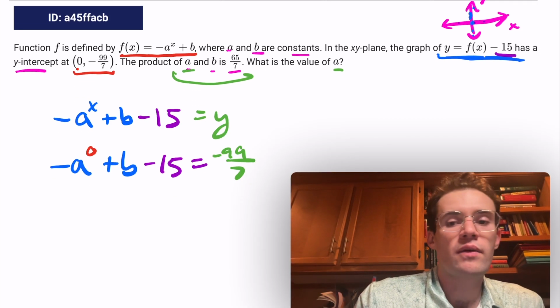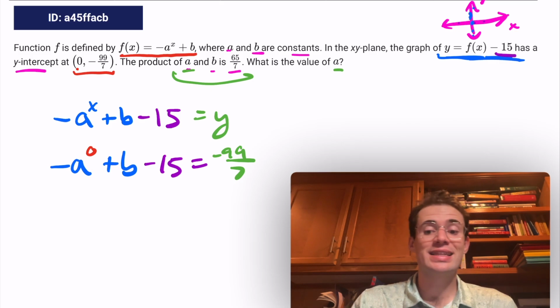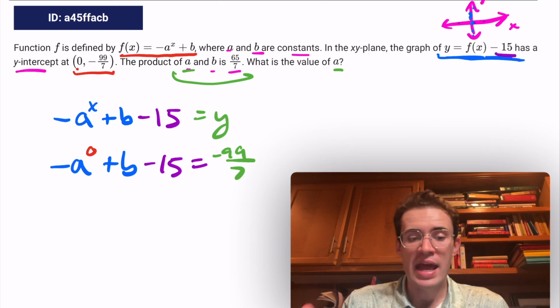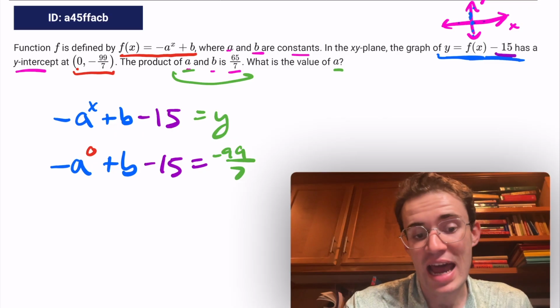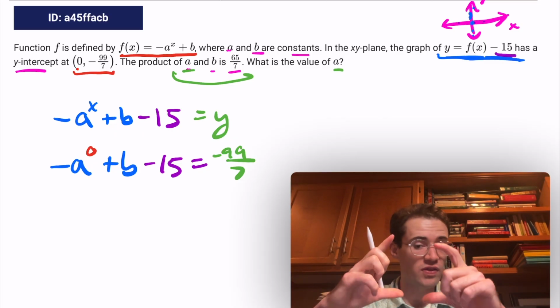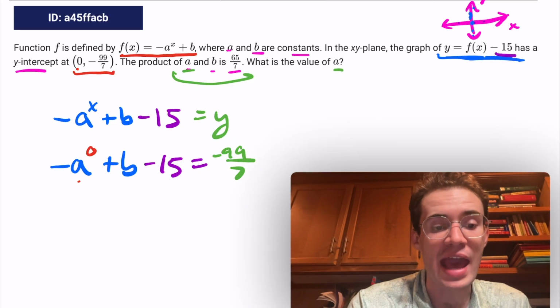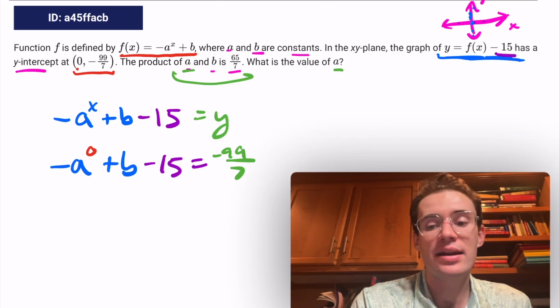So now we know with our 0 power rule, anything raised to the 0 power is 1. Now, because this negative is not included with the a, it's not parentheses negative a to the 0 power. Only the a part is being raised to the 0 power. The negative stays out front.